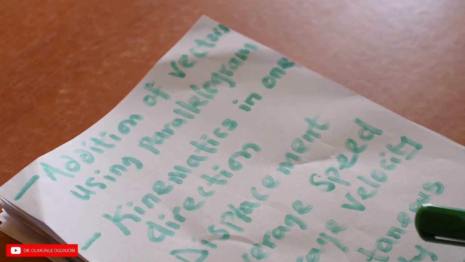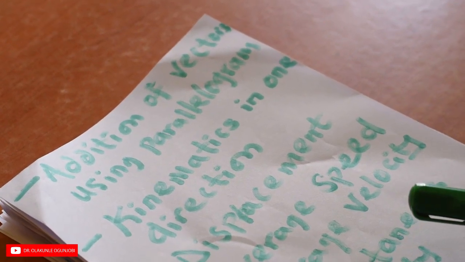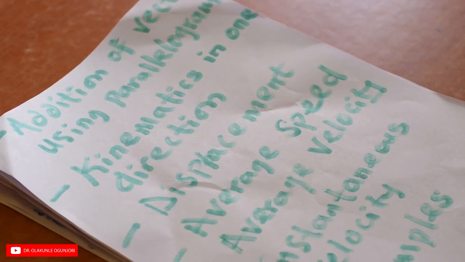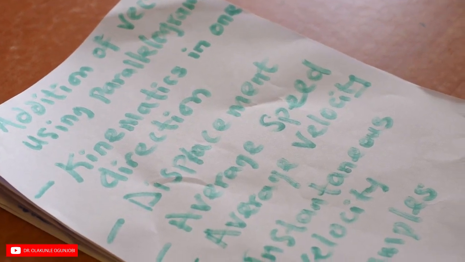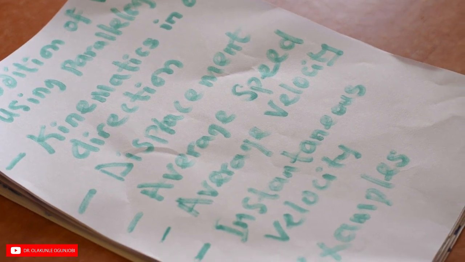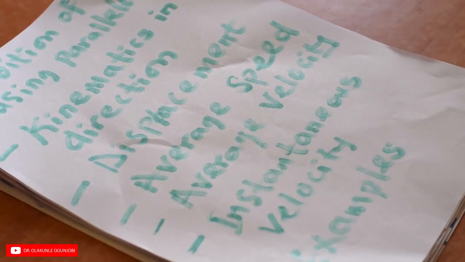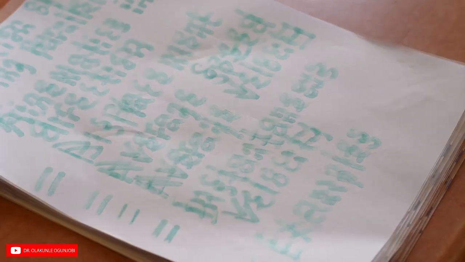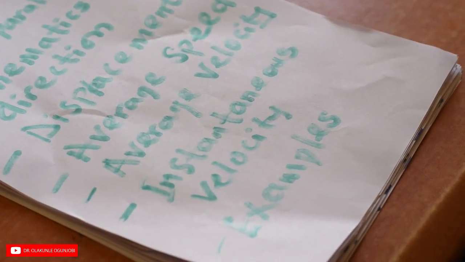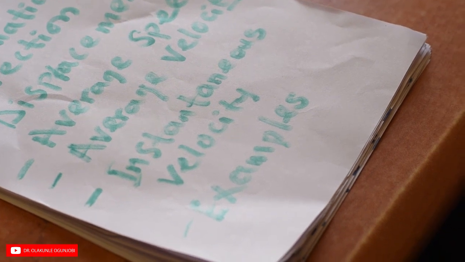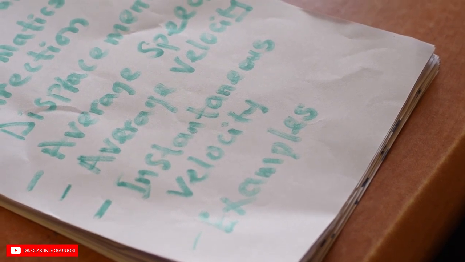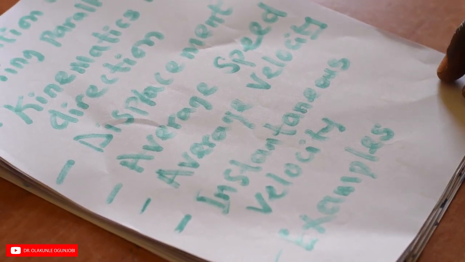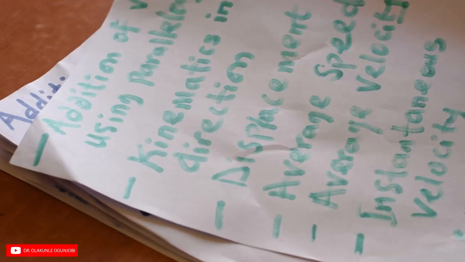Today we'll consider addition of vectors using parallelogram, followed by kinematics in one direction. Then we'll quickly look at displacement, followed by average speed. Of course, we'll consider average velocity. We'll look at when velocity is at instantaneous position with some examples which I will want you to try on your own. Alright, so let's get started.